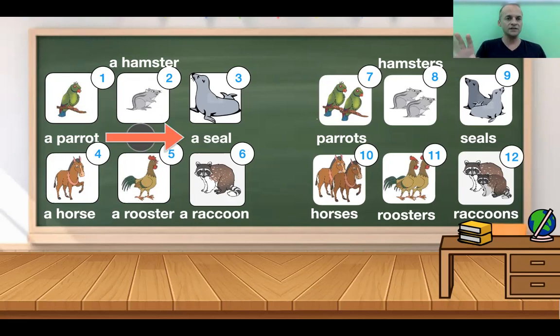So here are the nouns on the board: a parrot, a hamster, a seal, and so on. And then I'm going to spin it and say, all right, boys and girls, look at this. It is a rooster. Boys and girls, follow me, say, it is a rooster. And so the whole class says with you, good job, everybody.